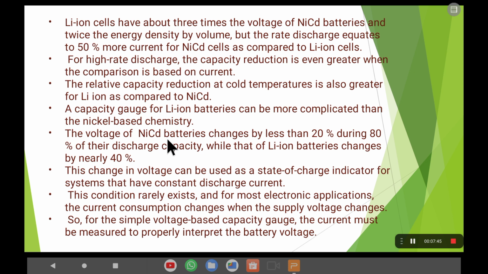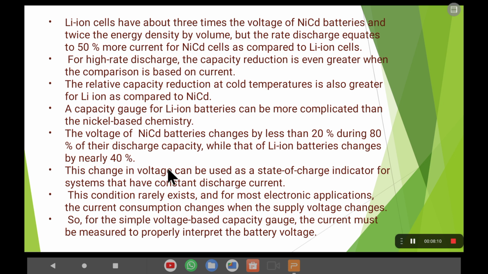As well as the voltage of the nickel cadmium batteries changes by less than 20% during the 80% of the discharging capacity, while the lithium batteries change nearly 40%. That means the voltage of the nickel cadmium batteries changes by less than 20% during the 80% of the discharging capacity, but in terms of lithium it is around 40%. There is also one more basic difference.